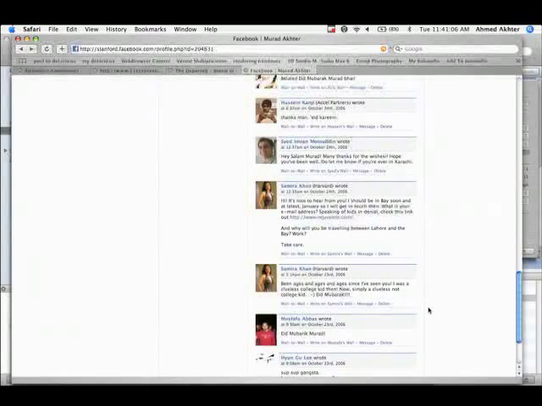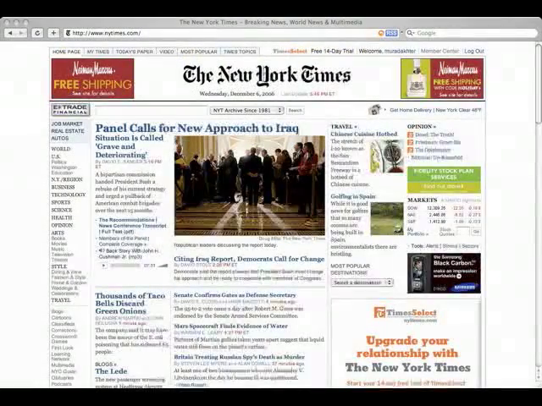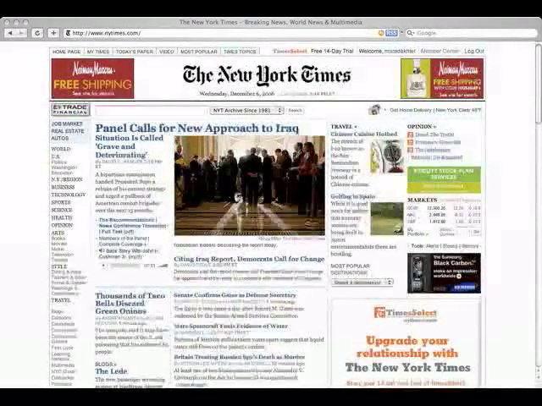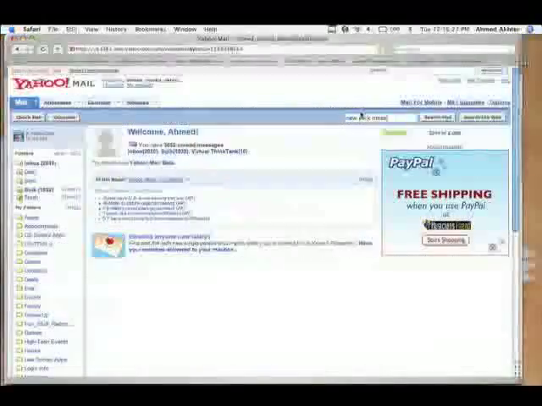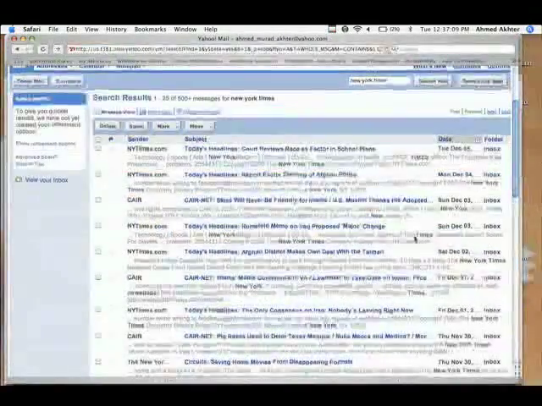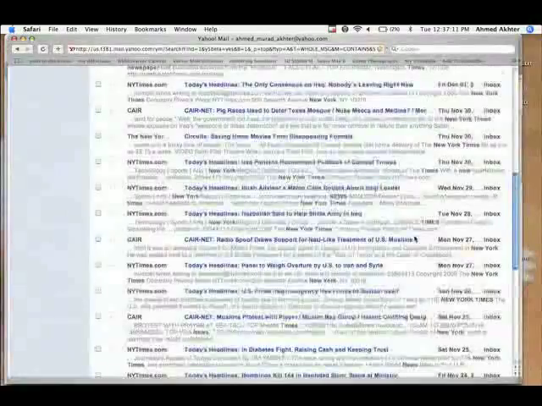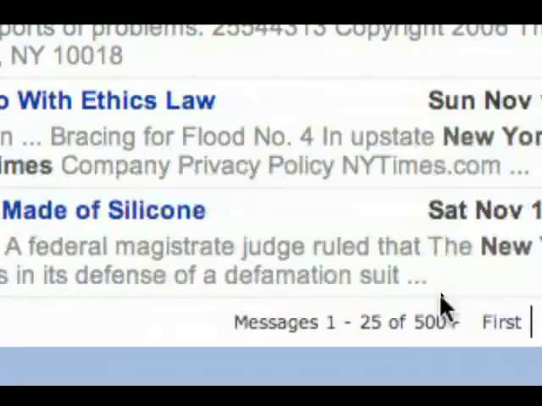We have just established that highlighting and displaying the user's most recent activity can help reinforce self-consistency. Services offered at a periodic fixed interval rate also reinforce self-consistency because they make it easier to establish a regimental schedule. The New York Times, for instance, offers newsletters which can be emailed to users on a weekly, monthly, or bi-weekly basis. These newsletters accumulate over time and establish a rich history of past behavior. Here, for instance, in my Yahoo inbox, I can see that I have received about 500 newsletters from the New York Times in the past year.